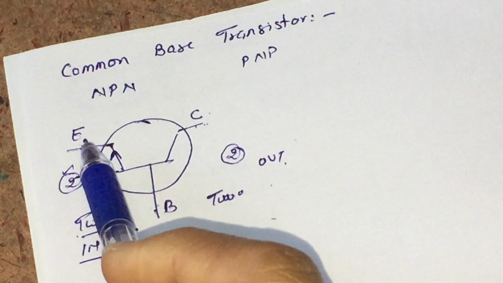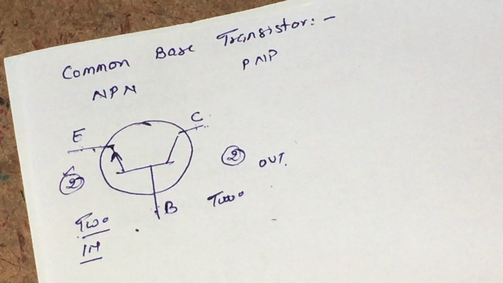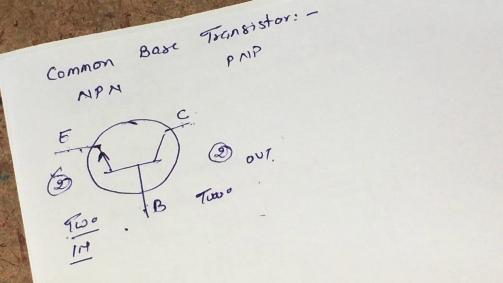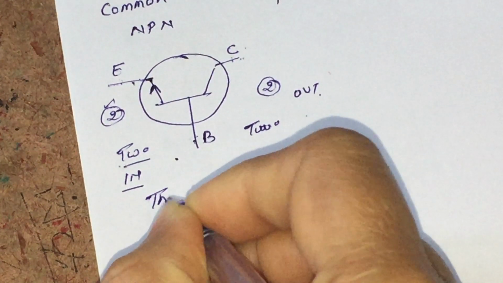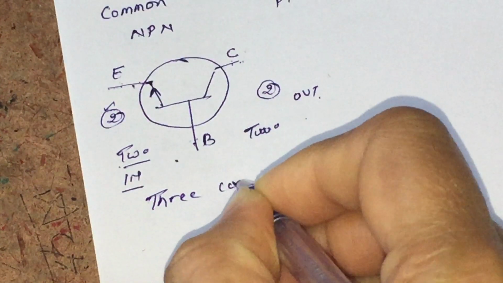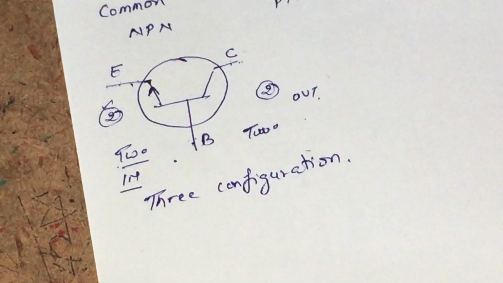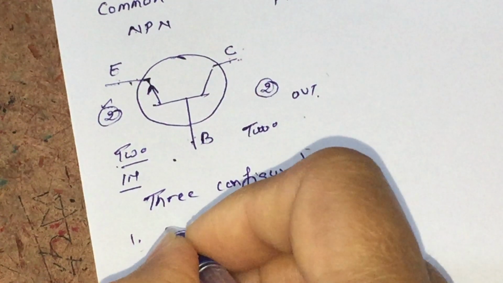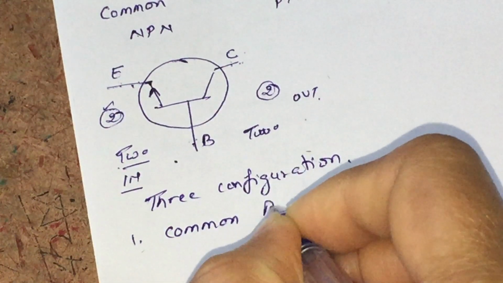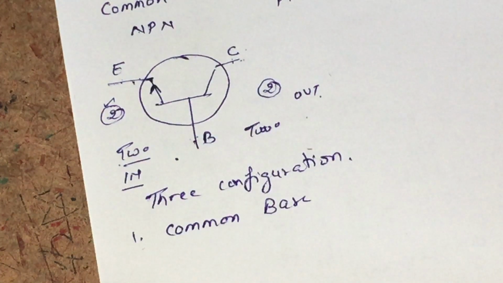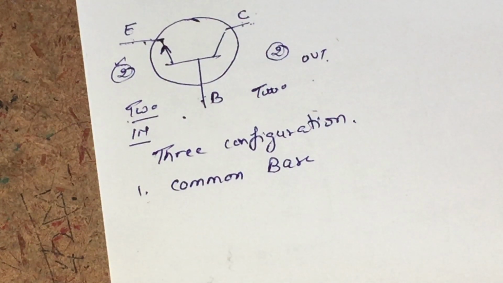Then there are three possible configurations on the basis of the terminal which is taken as common. Hence, there are three types of configurations in the transistor for the biasing of the transistor. First is known as common base configuration. It means the base terminal is taken common. It will be in the input side as well as in the output side.